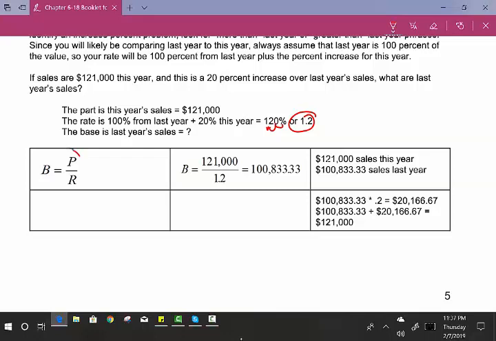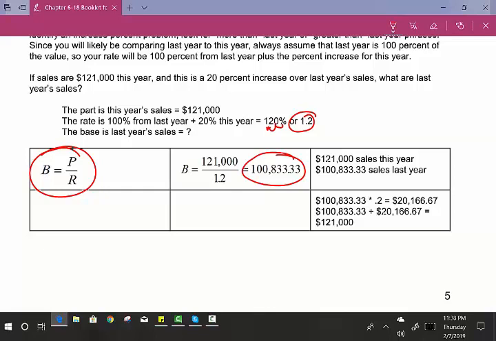So if base is equal to part divided by rate, the part is this year's sales divided by the rate of 1.2, and that will give you last year's sales of $100,833.33. So in other words, if sales are $121,000 this year, and this is a 20% increase over last year, that means that last year's sales were $100,833.33. Prove it.